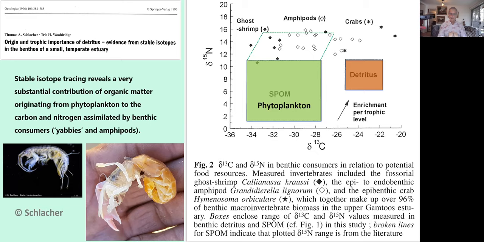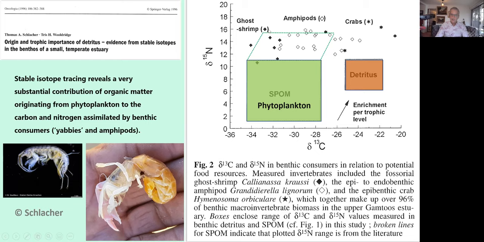And those fingerprints are reflected in the flesh of the consumer. So we could actually use this technique, which was at the time groundbreaking, to figure out whether those guys here rely mostly on phytoplankton or on detritus. There's a little bit of a chemical change once it gets into the gut and then gets absorbed into the cells, but never mind about that. And you can actually project upwards.